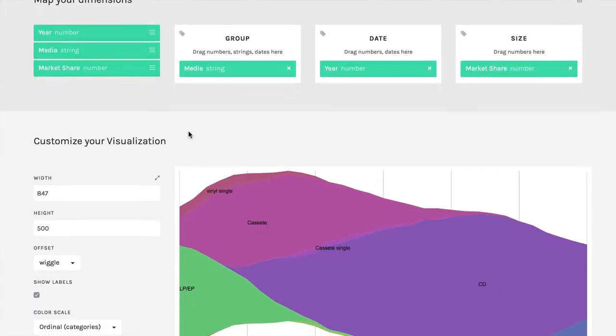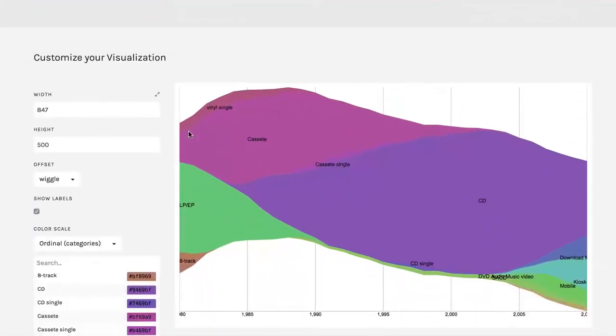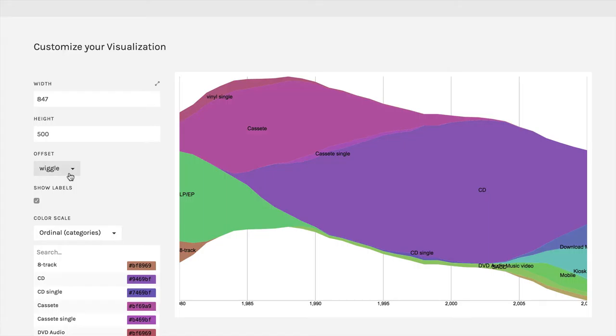Now, the most important thing to do is to simply take notes on what you're doing. Fortunately, because RAW offers very few options, there's not a lot of stuff you have to do. So for this one, all I have to know is that I put media in group, year in date, market share in size, and that I set it to wiggle. And then that's enough information for me to be able to recreate this graph if I need to.